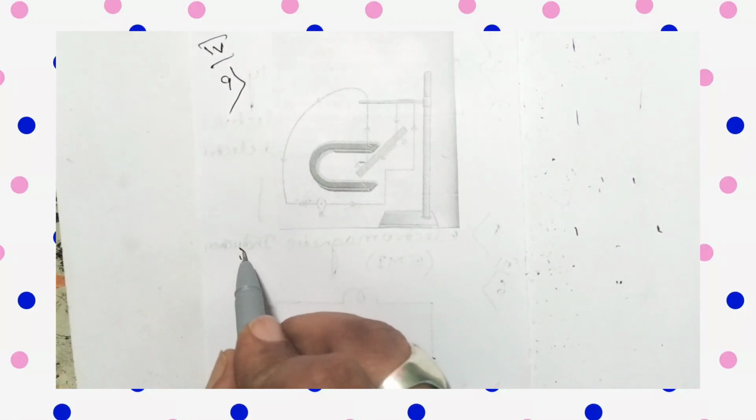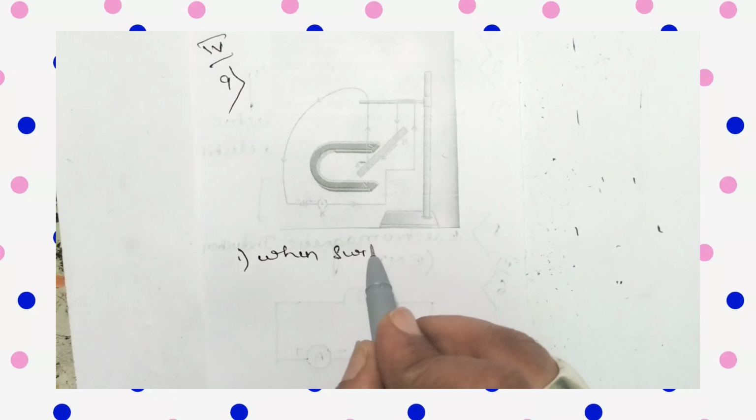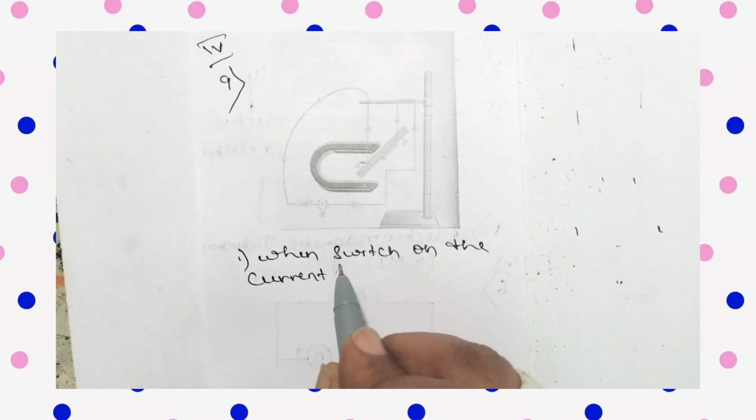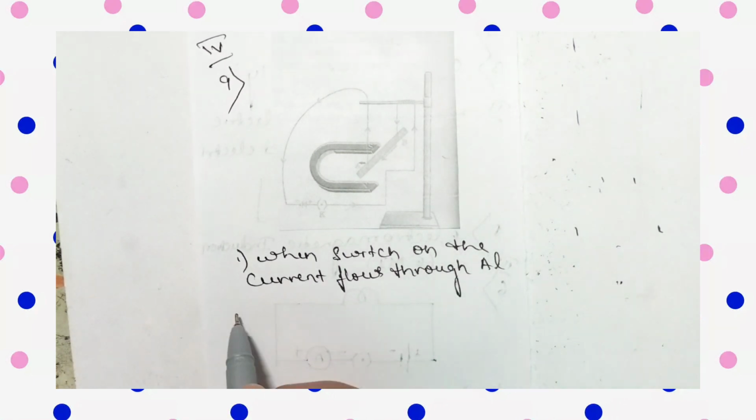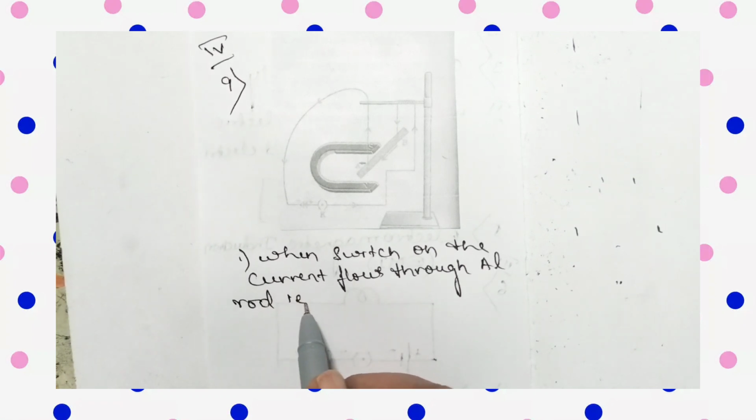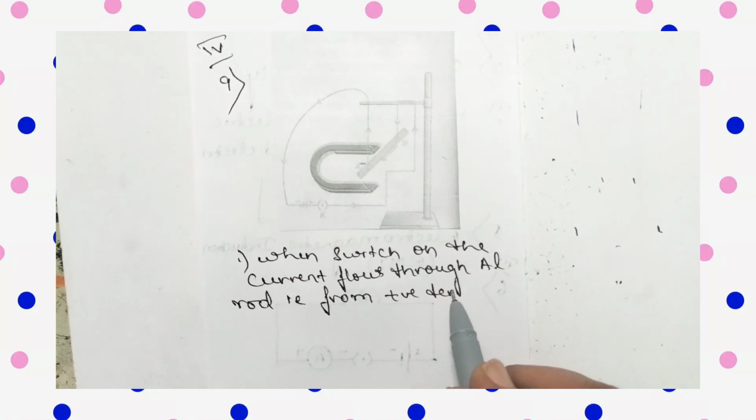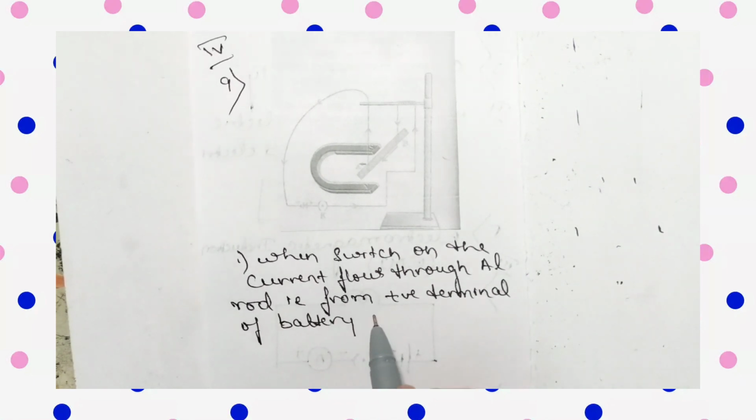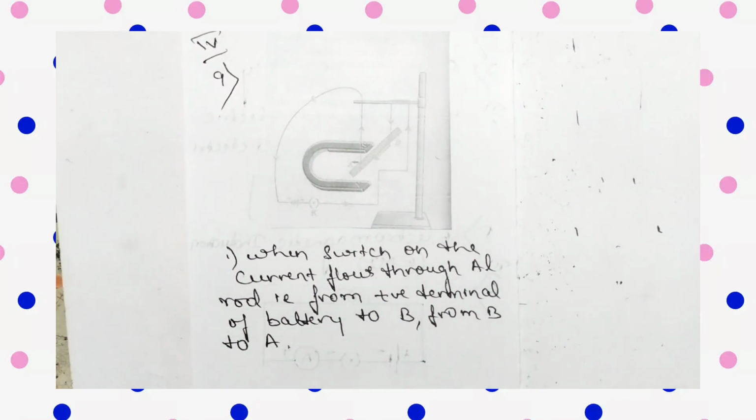So let us come to the first step. When the experimental setup is as shown in the figure, when the switch is on, the current flows through the aluminum rod, that is from the positive terminal of the battery to B, from B to A. So the flow is from B to A.